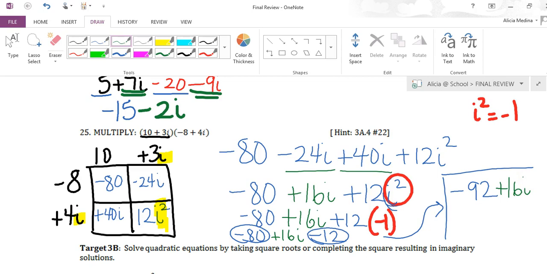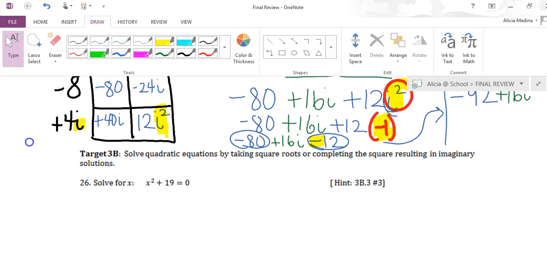So one of the biggest things on these ones when you multiply is don't forget to switch that i squared to a -1. That's going to change the sign of that last term. Then it's going to combine with whatever else did not have an i, so whatever the other constant was.